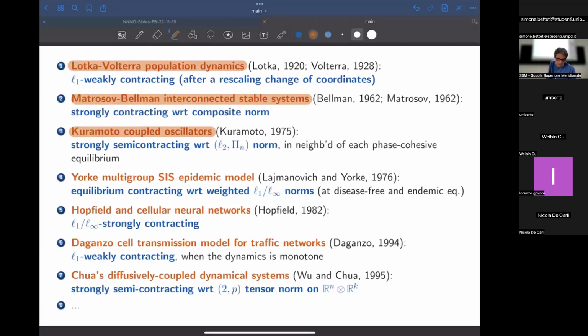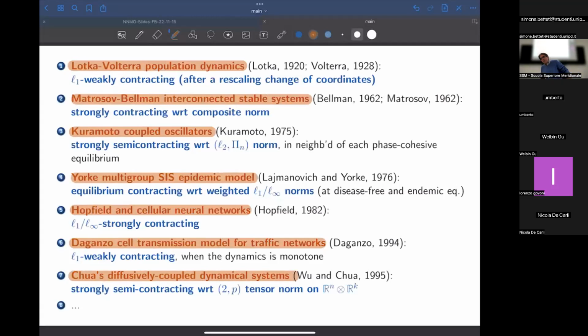Just a year later, Lajmanovich and Yorke, mostly Yorke, developed and mathematically analyzed the first interconnected model for multi-group epidemics propagation. I should say there are scientists called Grossberg and Cohen, even before Hopfield. But okay, Hopfield in the early 1980s developed the most commonly adopted model of neural networks. In the 90s, Daganzo developed a model for traffic networks, the celebrated cell transmission model. And in the same time frame, Chua was developing diffusively coupled dynamical systems.